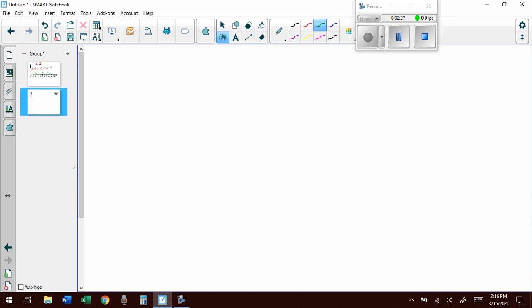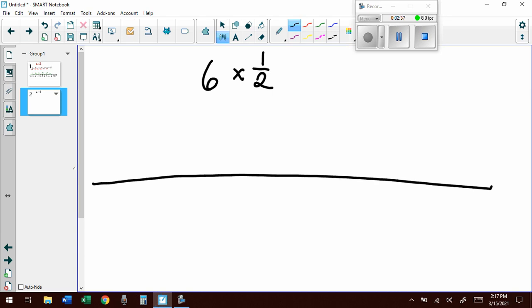Now we can do the same thing with fractions. We can take something that looks like this. 6 times 1/2. We can make a number line. And this time, we are going to start at 0 and end at 14.